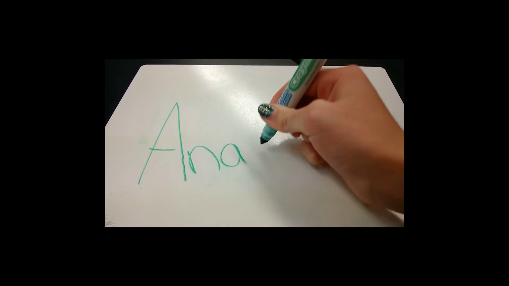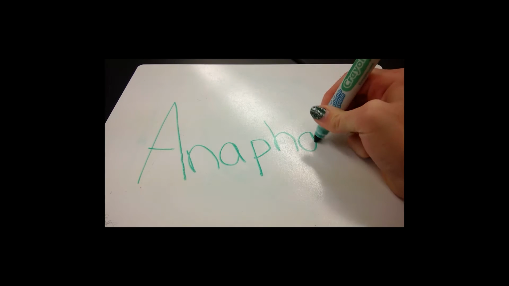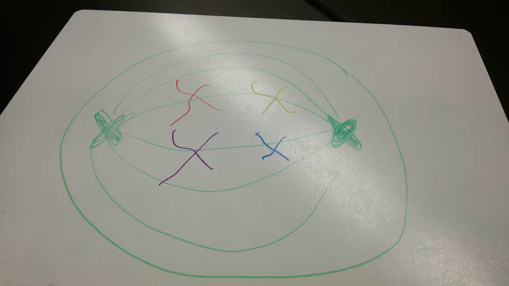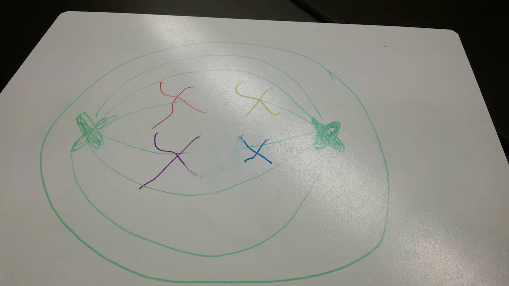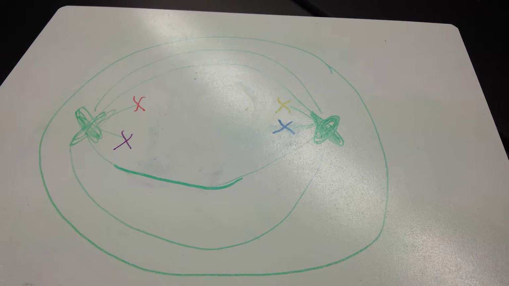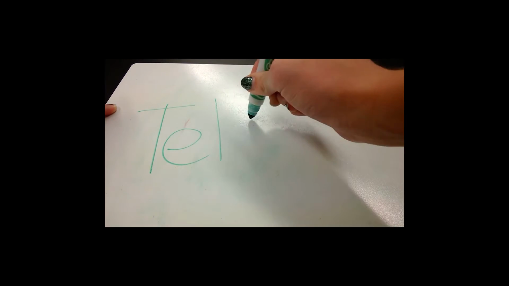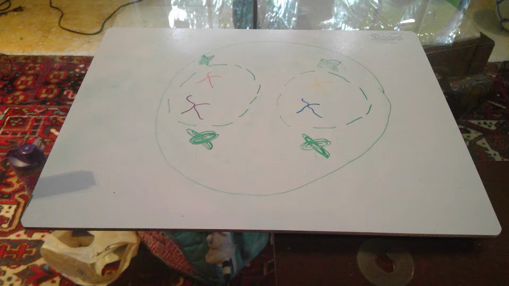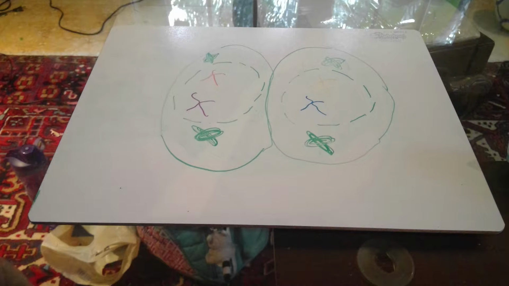Next is anaphase 1. Here, chromosomes separate into homologous pairs and are pulled to opposite ends of the cell. Last phase of meiosis 1 is telophase. Here, the nuclear membrane forms around each pair of homologous chromosomes. Next, the cytoplasm divides, forming 2 cells.